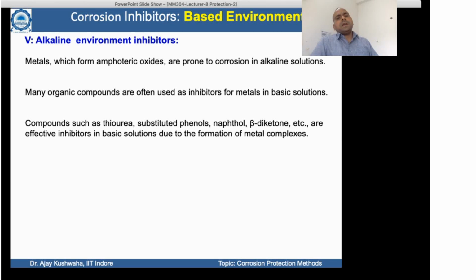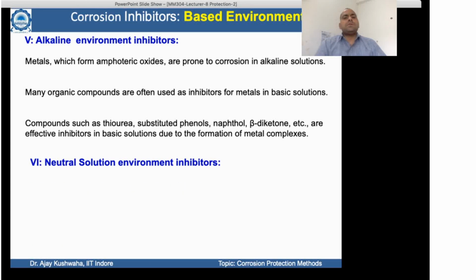Similarly, if we have an alkaline environment, meaning a higher pH, here also we can use some kind of material. Metals which form amphoteric oxides are prone to corrosion in alkaline solution. If you have a metal which is going to corrode in alkaline solution, then we have to use some kind of compound. Many organic compounds are often used as inhibitors for metal in basic solution. Compounds such as thiourea, substituted phenol, naphthalene, beta diketone, etc. are effectively used as an inhibitor.